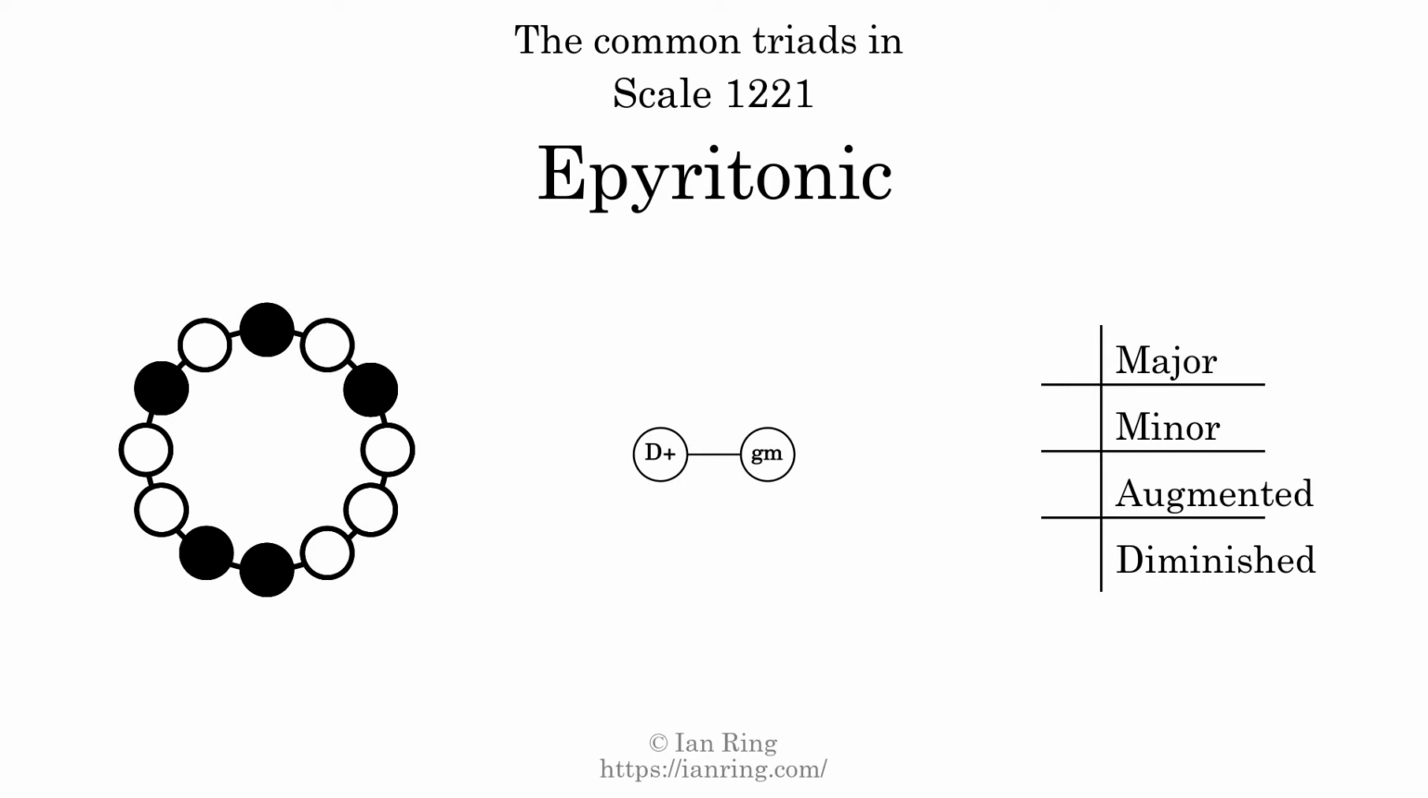The diagram in the center is a graph of parsimonious voice leading between triads. There are no major triads. There is one minor triad. There is one augmented triad. There are no diminished triads. Here is a Hamiltonian path of parsimonious voice leading that uses all the triads.